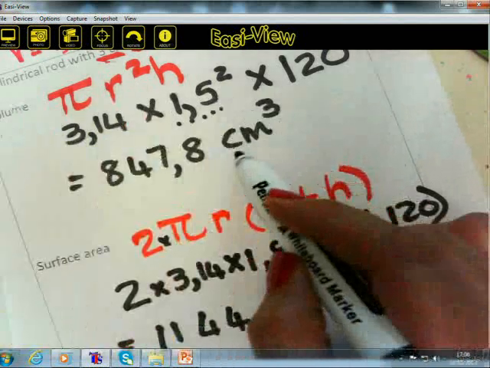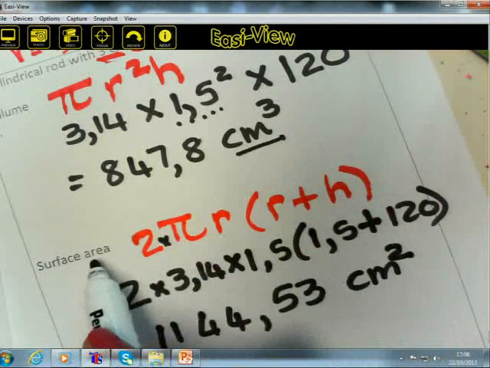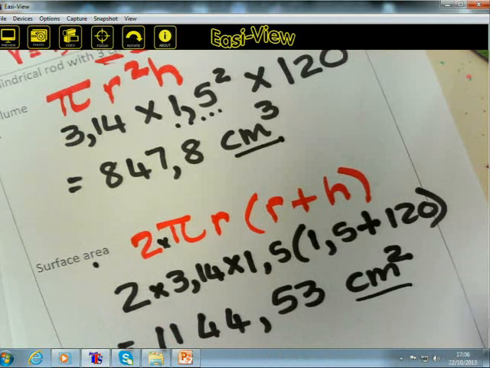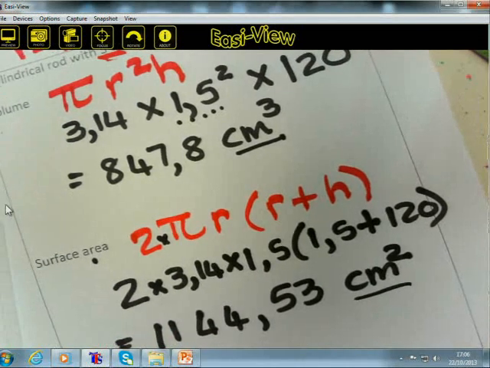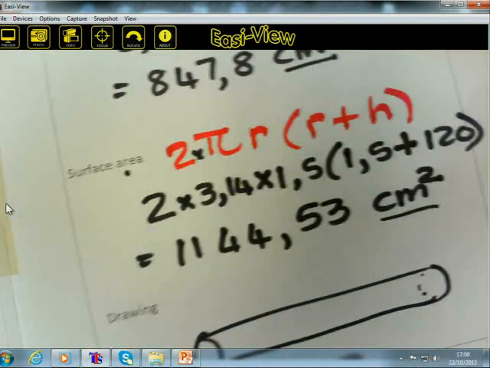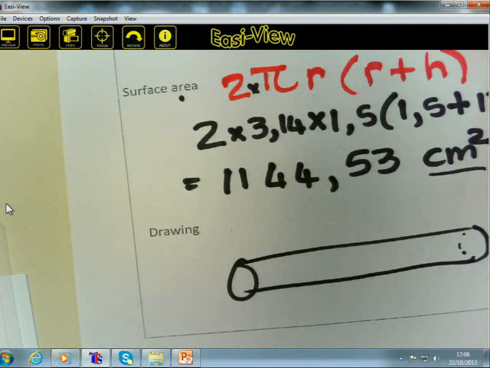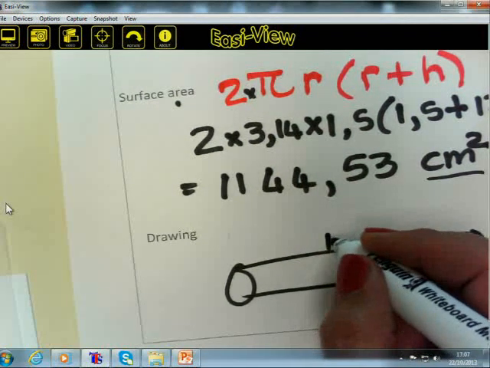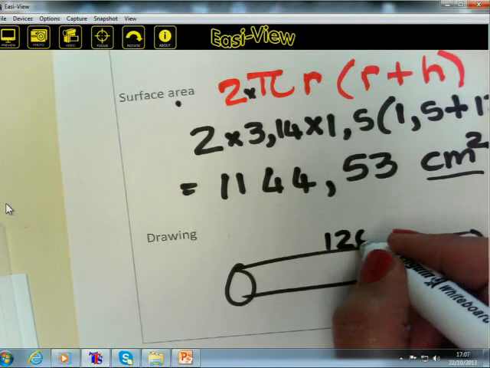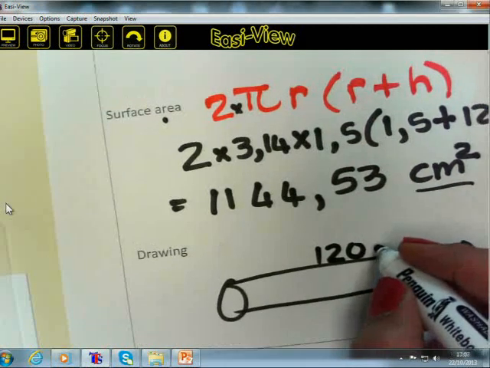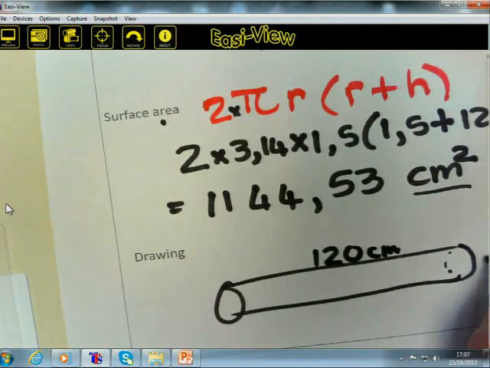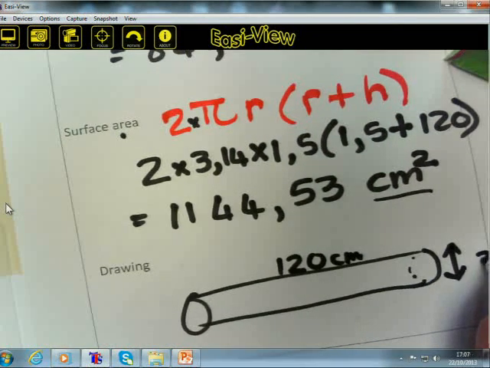Volume, centimeters to the power of 3. Area, centimeters to the power of 2. And then a quick drawing of this will look more or less like this. When we do drawings like this, please write the measurements on the drawing. That was 120 centimeters, and this one, the diameter was 3 centimeters.